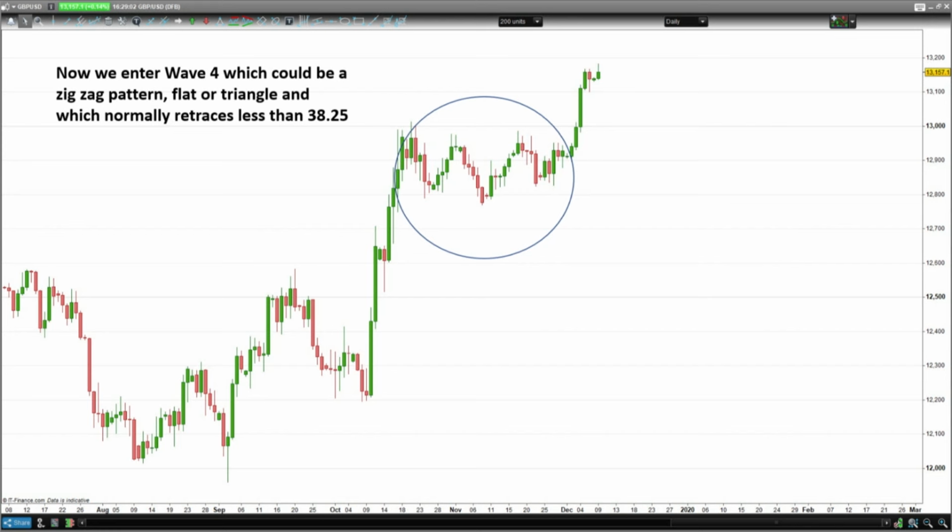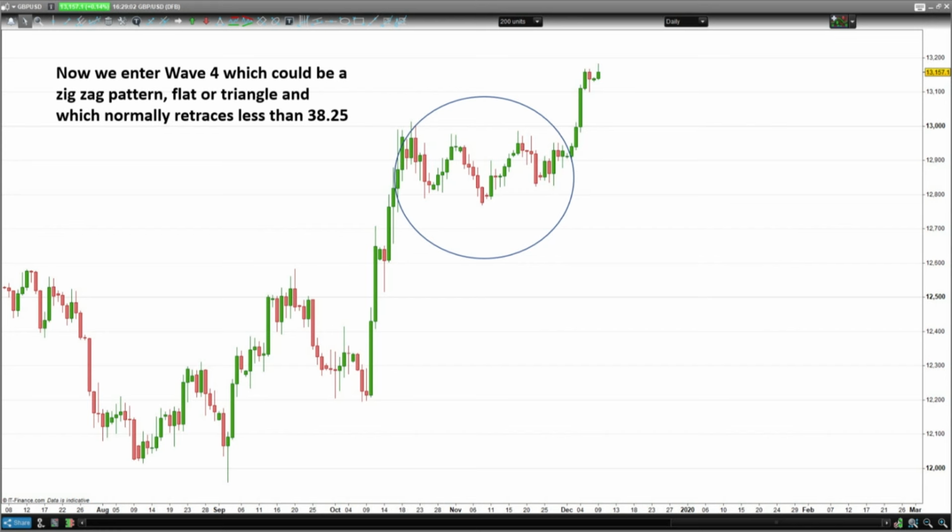We're in wave 4. Wave 4, if wave 2 is a deep pullback, then wave 4 can be a zigzag, triangle, or a flat type pattern. I mean, we've got this sort of zigzag triangle pattern here on this wave 4. This is one of the most high probability trades because we know that we've got an established trend here, and we're looking for another leg higher.